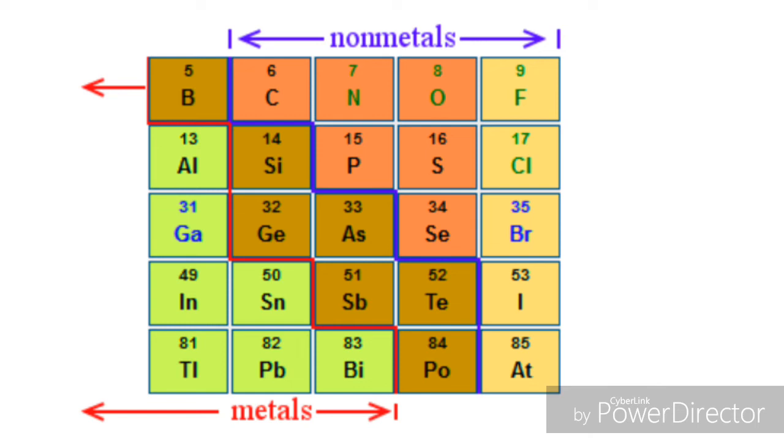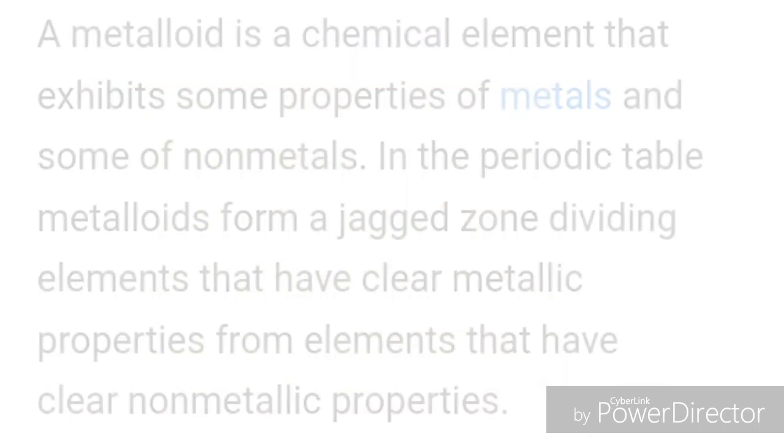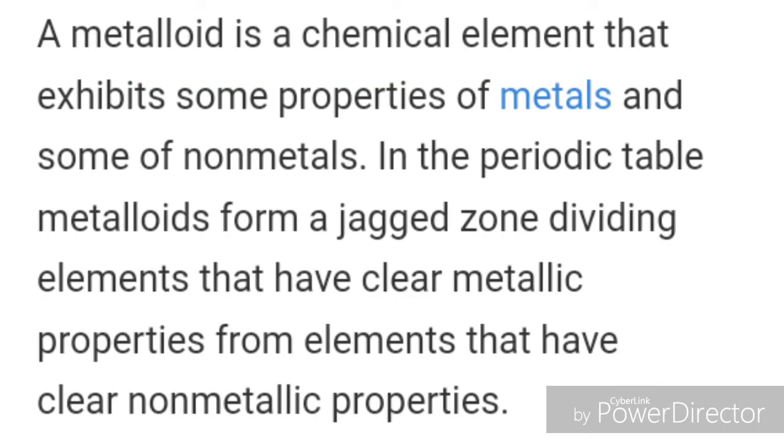Friends, the examples for metalloids or semi-metals are silicon, germanium, arsenic, antimony, tellurium, polonium and astatine. A metalloid is a chemical element that exhibits some properties of metals and some of non-metals. In the periodic table, metalloids form a zigzag zone dividing elements that have clear metallic properties from elements that have clear non-metallic properties. Students, these metalloids or semi-metals are 7 in number.